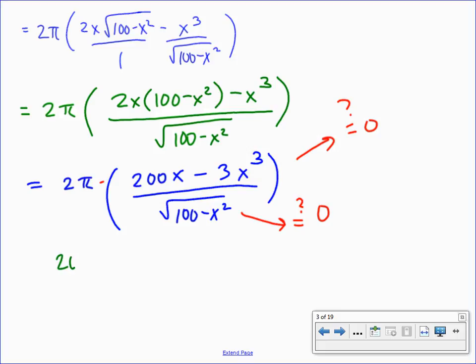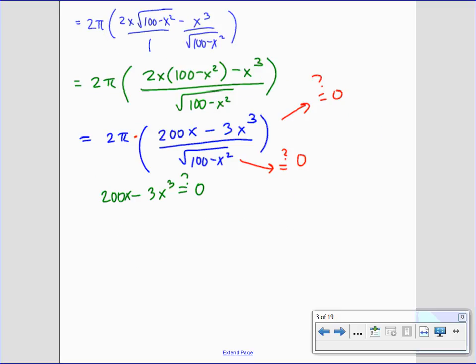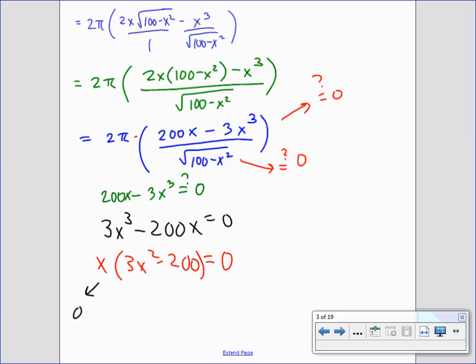Because 200x minus 3x cubed equals 0? You bet your boots. So this is going to happen when 200x minus 3x cubed equals 0. I want to factor out an x: x times 3x squared minus 200 equals 0. Again, x equals 0 is an endpoint. That doesn't do us any good because it won't be in the middle. I just switched the order.